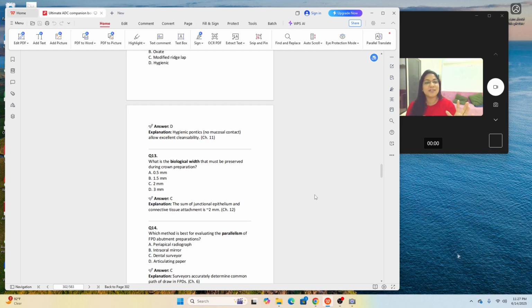Remember this analogy of bone getting angry and becoming red and inflammation setting in because the crown margin did not give its 2 mm of space. Understood? So I hope you will remember biological width with this.